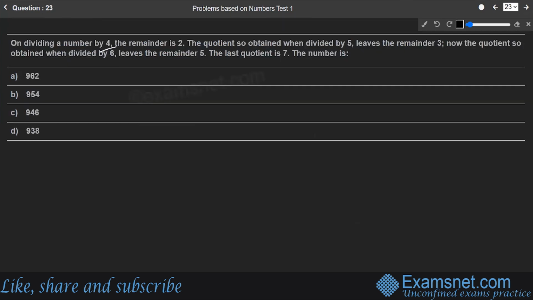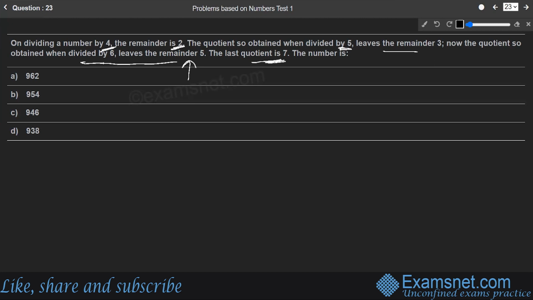On dividing a number by 4, the remainder is 2. The quotient so obtained, when divided by 5, leaves the remainder 3. So the data is going sequentially. When the number was divided by 4, the remainder became 2. And whatever was the quotient of this division, when that quotient was divided by 5, the remainder came out to be 3. And when the second division's quotient was divided by 6, the remainder was 5. This is how the data has been given. The last quotient is 7, the last line solved.